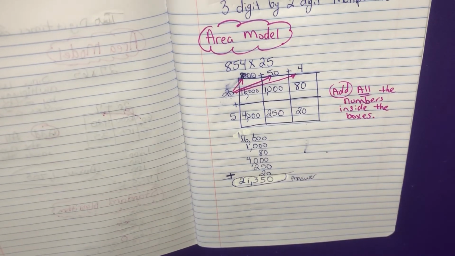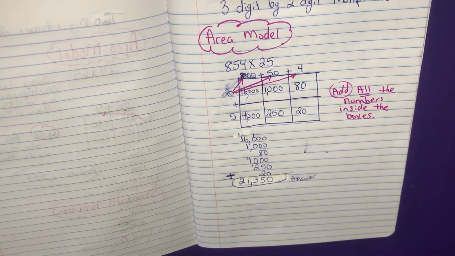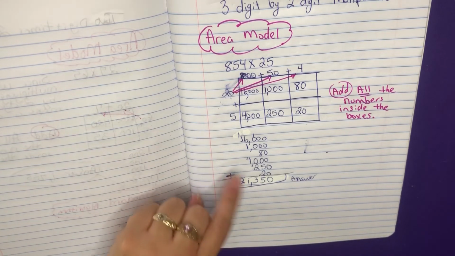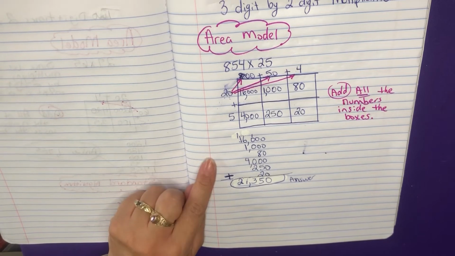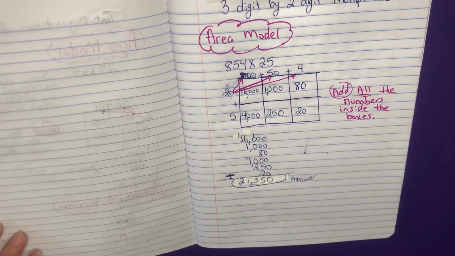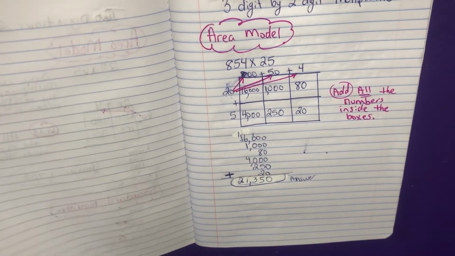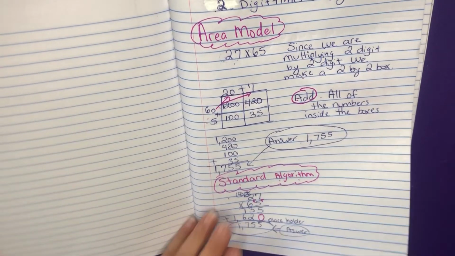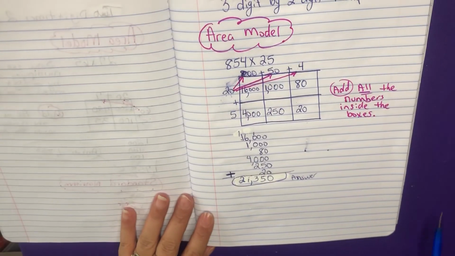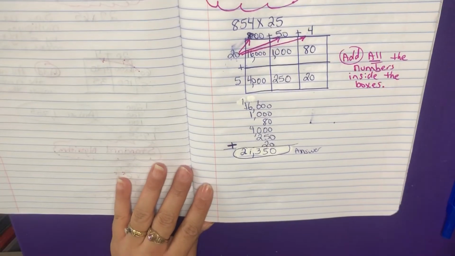So this is your answer. 21,350. Okay? Now, the last process that we need to do just to have another option on how to solve this problem, remember what it's called? You should know the standard algorithm, right? That's the other strategy that we're doing. Standard algorithm. That's what we did yesterday. Same thing. Instead of being 2 digits, 3 digits, but it's exactly the same thing.